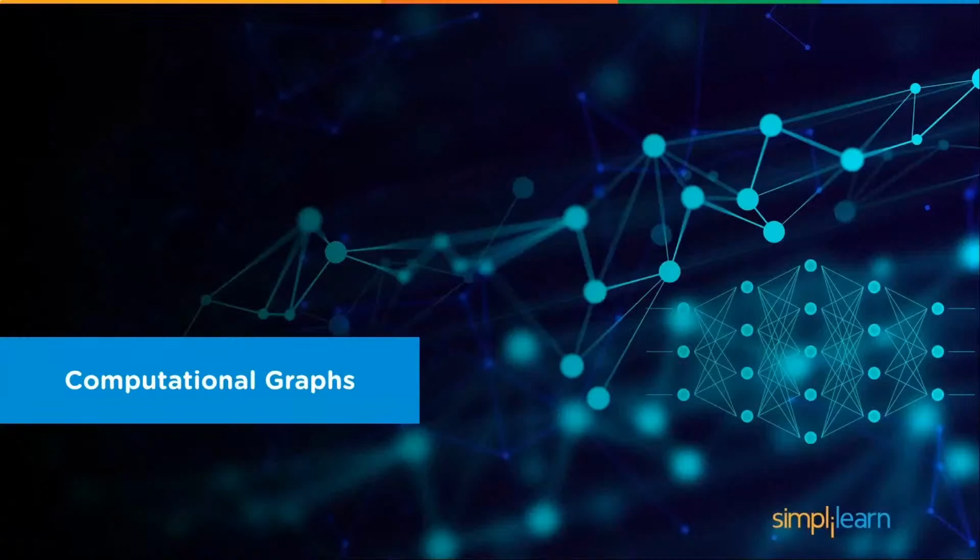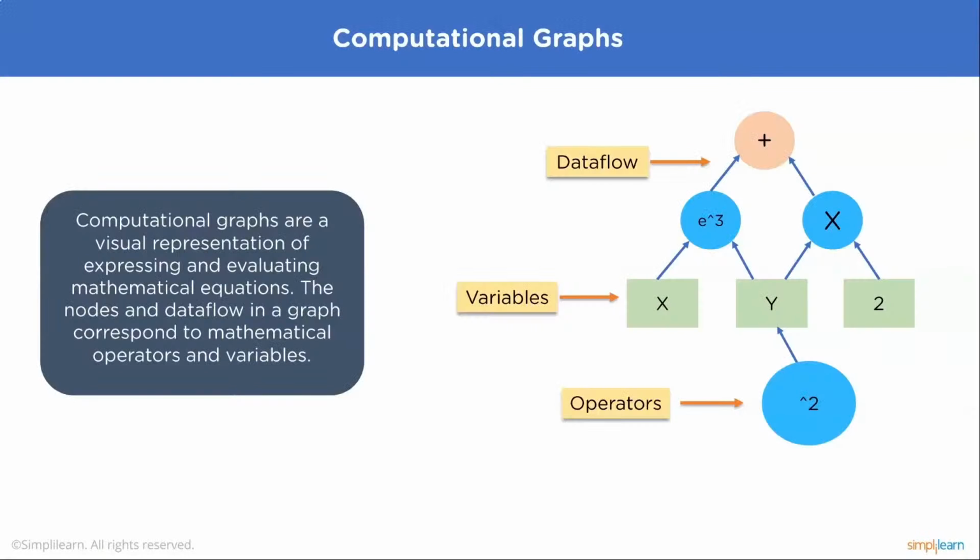Computational graphs. So computational graphs are really the heart and soul of neural networks. We talk about a computational graph. They are a visual representation of expressing and evaluating mathematical equations. The nodes and data flow in a graph correspond to mathematical operations and variables. Some of the terms you might hear are node and edge, the edge being the data flow in this case. It could also represent an actual value.